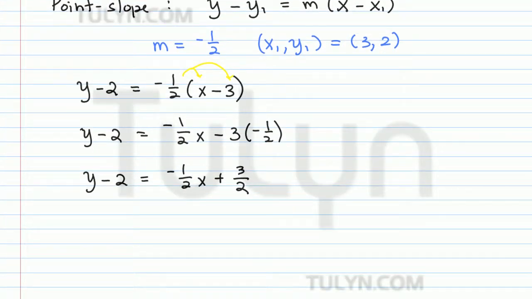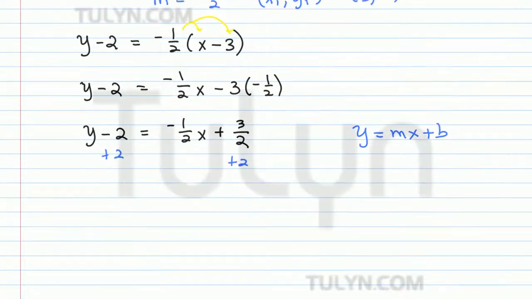And then finally, since it's best to put it in slope-intercept form, so we want it to look like y is equal to mx plus b, let's add 2 to both sides of the equation. So y is equal to -1/2 x plus 3/2 plus 2. And then adding these two together, let's do this on the side.